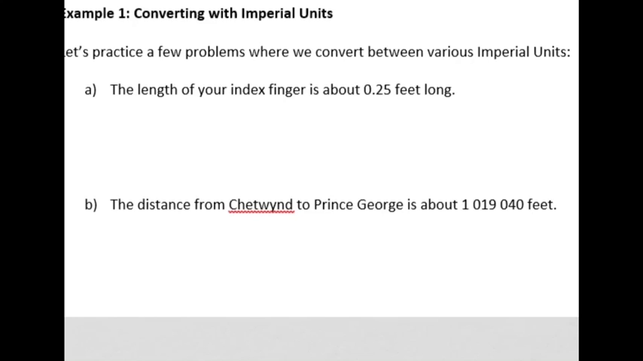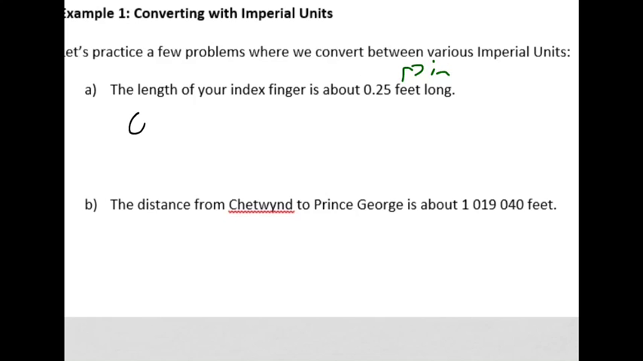Now, first of all, is feet an appropriate unit of measurement to measure the length of your finger? No. Not really. You should probably use inches, right? So we're going to use dimensional analysis to convert feet to inches. Okay, so we want to take this and somehow convert it to inches.